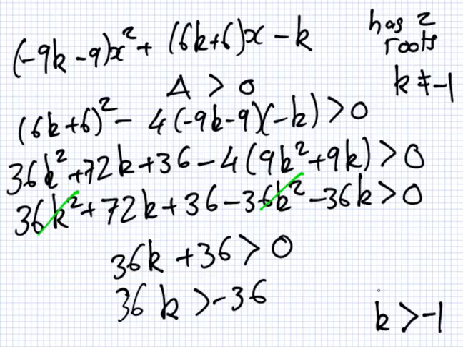Now this is nice. I did this on purpose so that the k squareds cancel. So we have 12k minus 8k is 4k. 4 plus 16 is 20. So that means 4k equals minus 20. So then k equals minus 5. So this is the value of k that makes this have only one root.